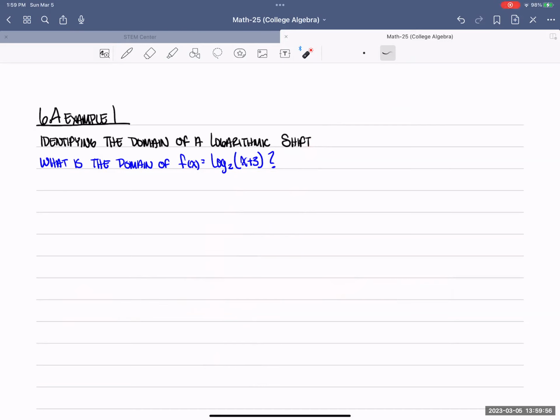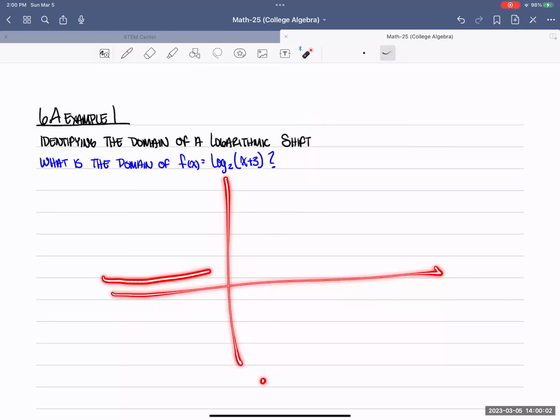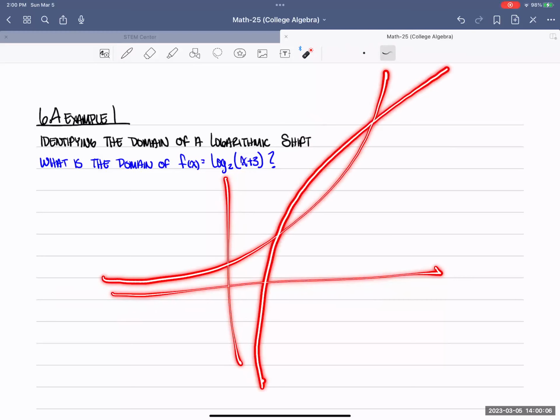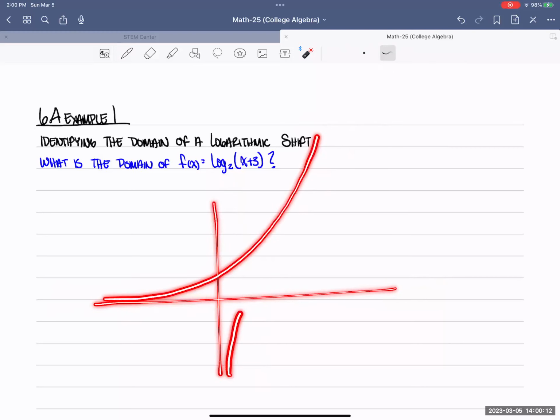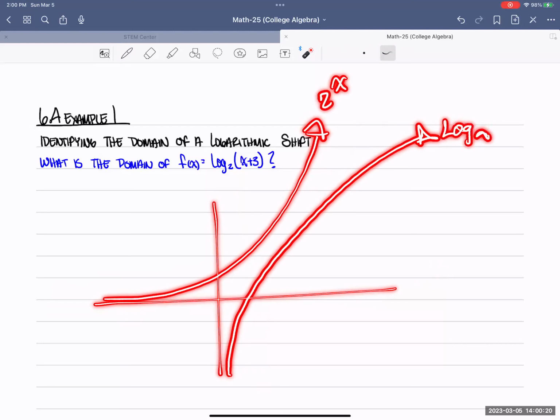So keeping that in mind, when we look at logarithms, we're kind of looking at the opposite. Something that does this, well, actually, a little closer to this, something like this, where this is 2 to the power x, and we'll call this log base 2 of x. So they are inverses of each other.